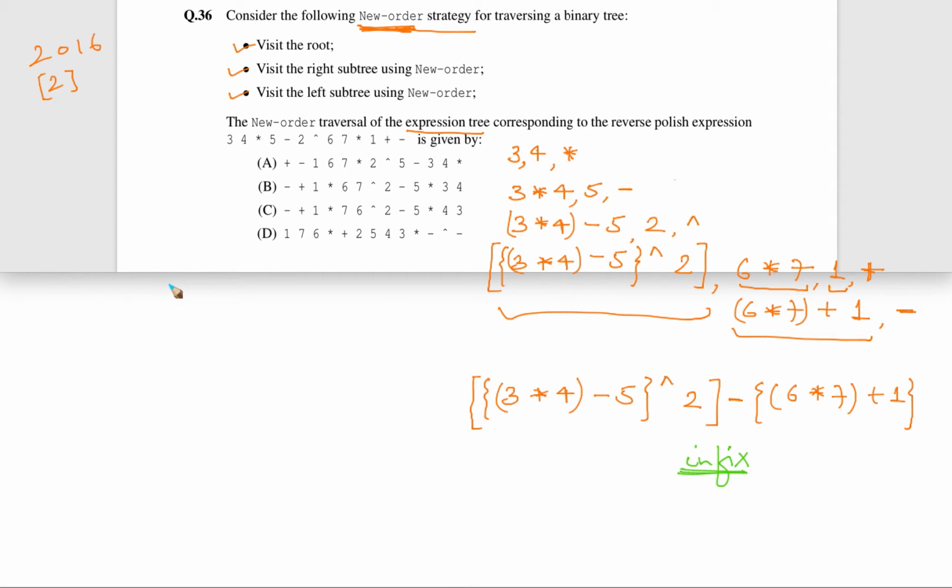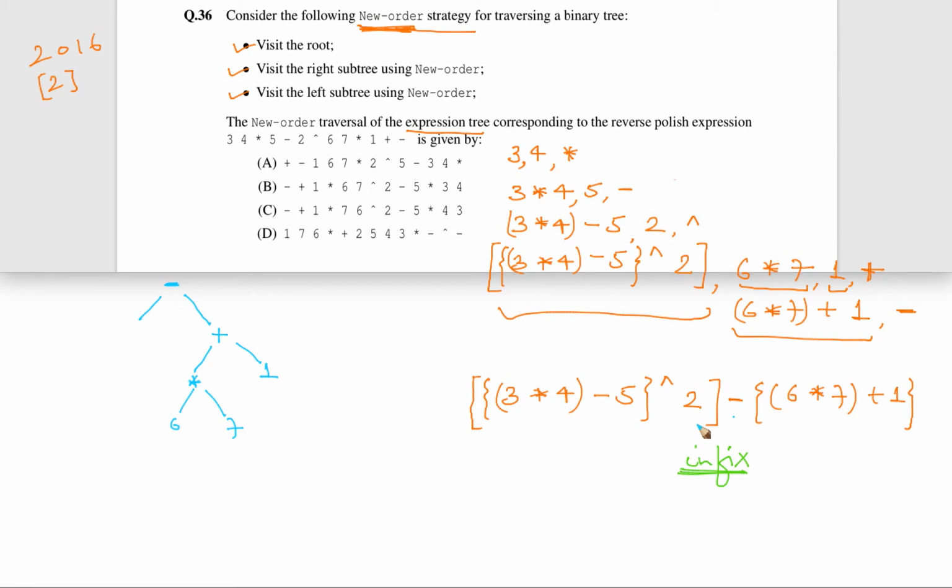Okay, so our expression tree will be what? Obviously the first is going to be this one, negation, and then firstly draw the right one because it is fairly easy: plus, the right child is 1, then there is an exponentiation, multiplication 6 and 7. Okay, this is done.